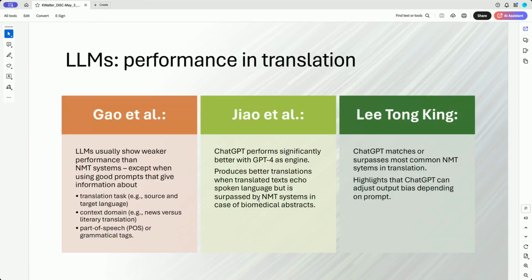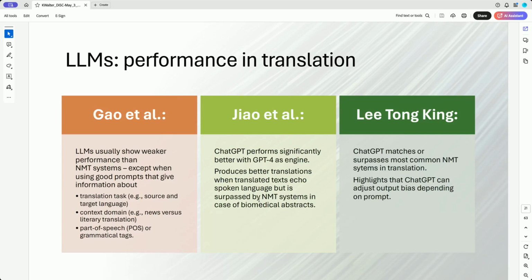Large language models have also been used for translation, and there have already been some reviews of how they perform. And the three researchers that are represented in this slide come to slightly different conclusions. Gao et al. say that large language models usually show weaker performance than NMT systems, but you can enhance their performance with good prompts, which should contain concrete information about the translation task, as well as the context domain telling the system whether it's a piece of news or a literary text, and also part of speech or grammatical tags are supposed to be helpful.